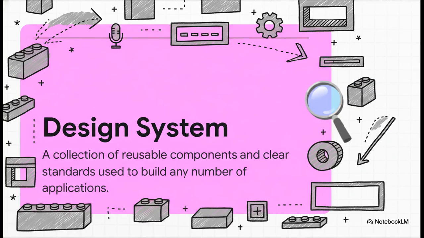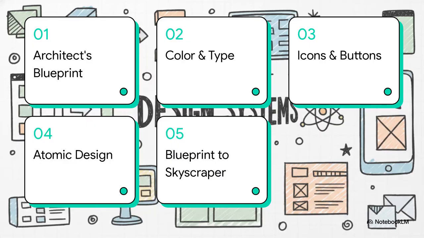Well, the secret is something called a design system. And this is way more than just a simple style guide. Think of it like the ultimate Lego set for designers and developers. Every single piece, from the tiniest little icon to a whole navigation bar, is already built, it's already approved, and it's ready to go. You just assemble the pieces to build whatever you need, and you know it's all going to fit together flawlessly. So here's our game plan for today.